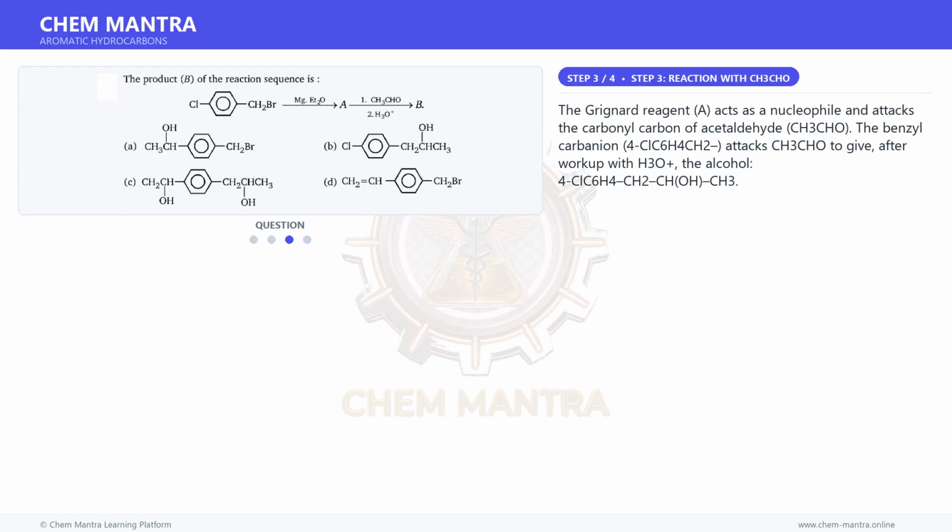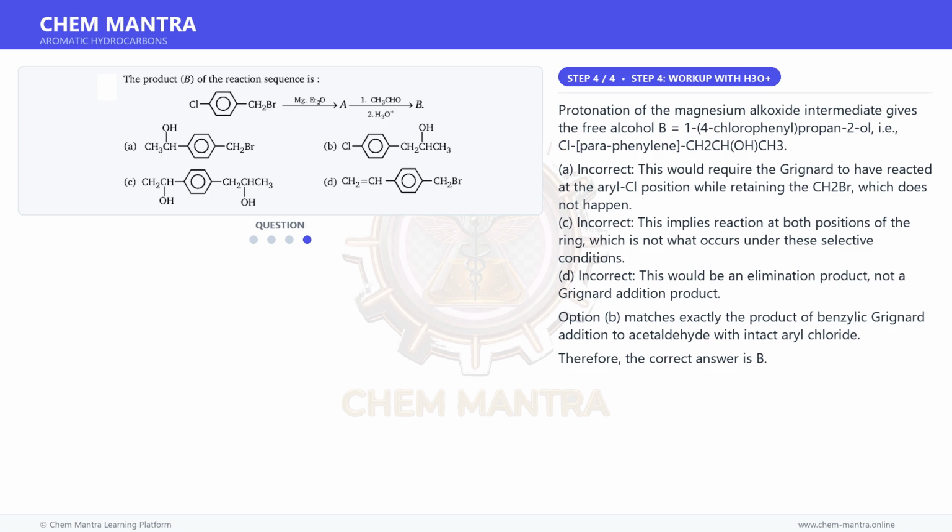4-ClC6H4CH2CH(OH)CH3. And for the final step, protonation of the magnesium alkoxide intermediate gives the free alcohol. B is equal to 1-(4-chlorophenyl)propan-2-ol, Cl-para-phenylene-CH2CH(OH)CH3.